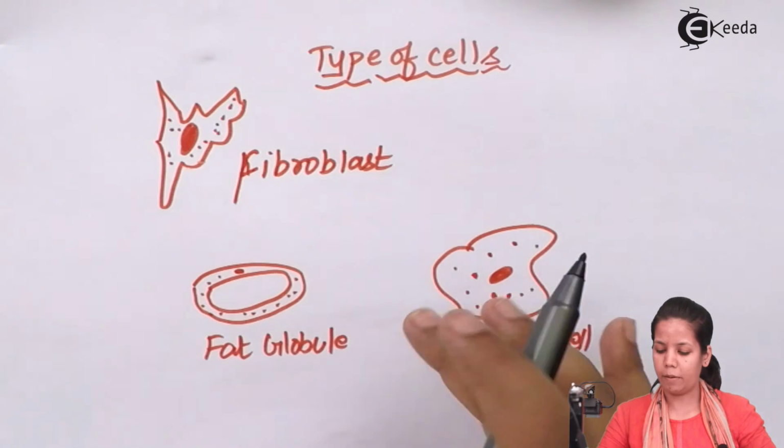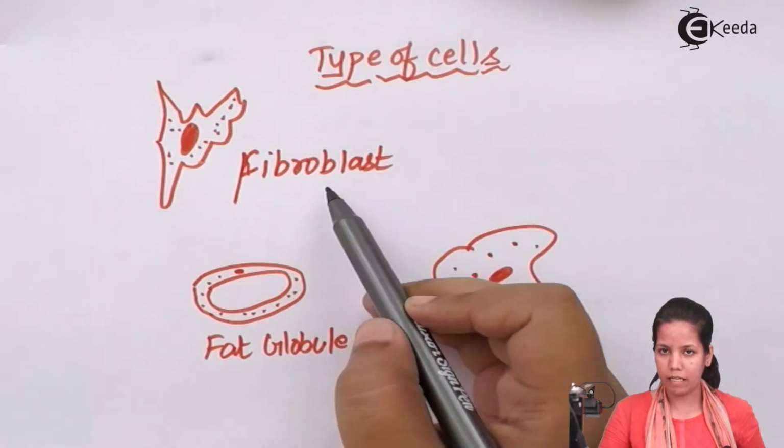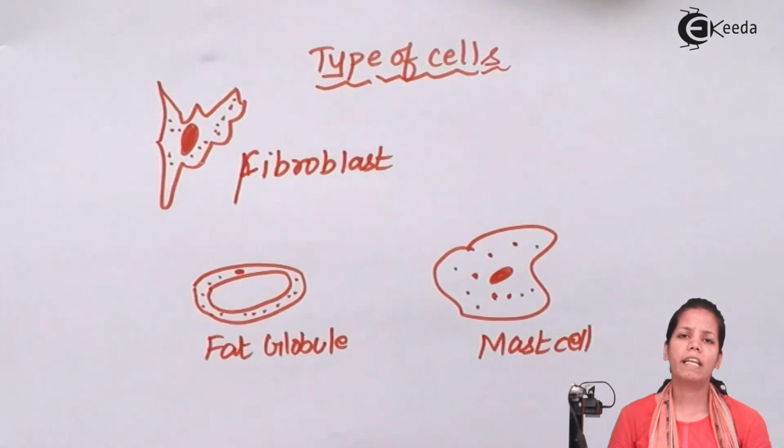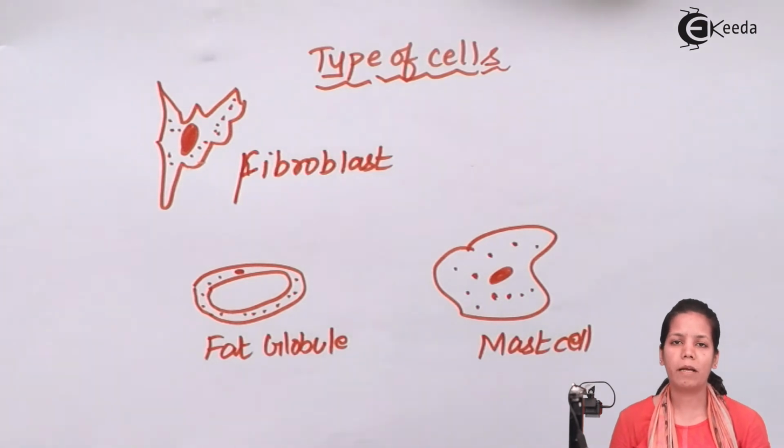this is a diagram of the types of cells. These are fibroblasts, these are fat globules, and these are mast cells. I hope you are very clear with this concept of different types of cells.